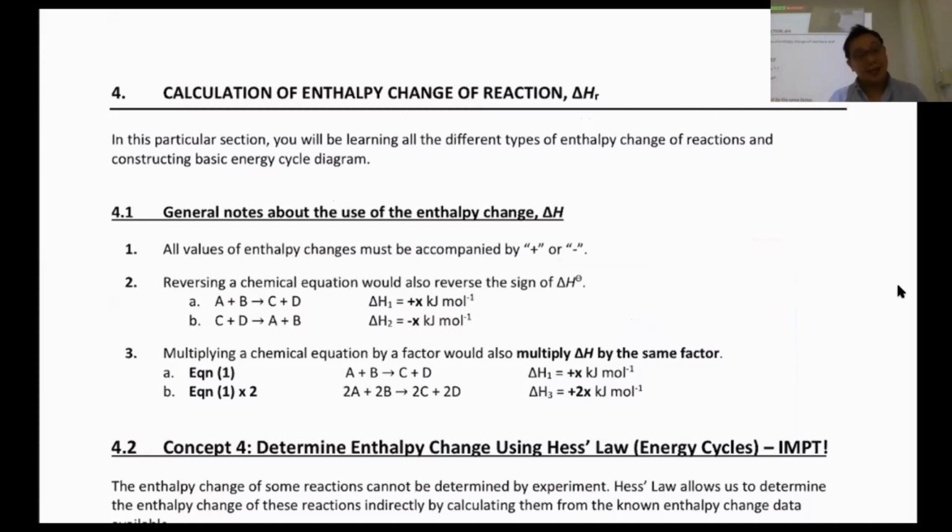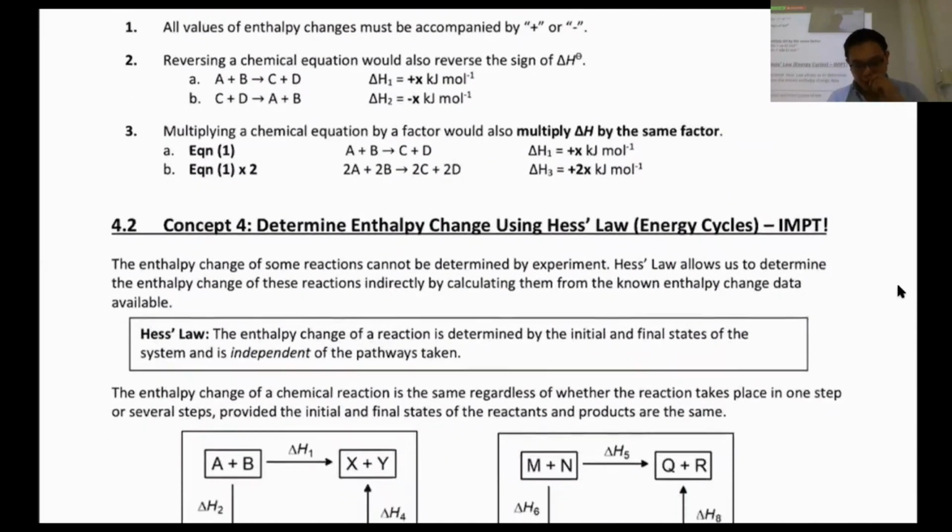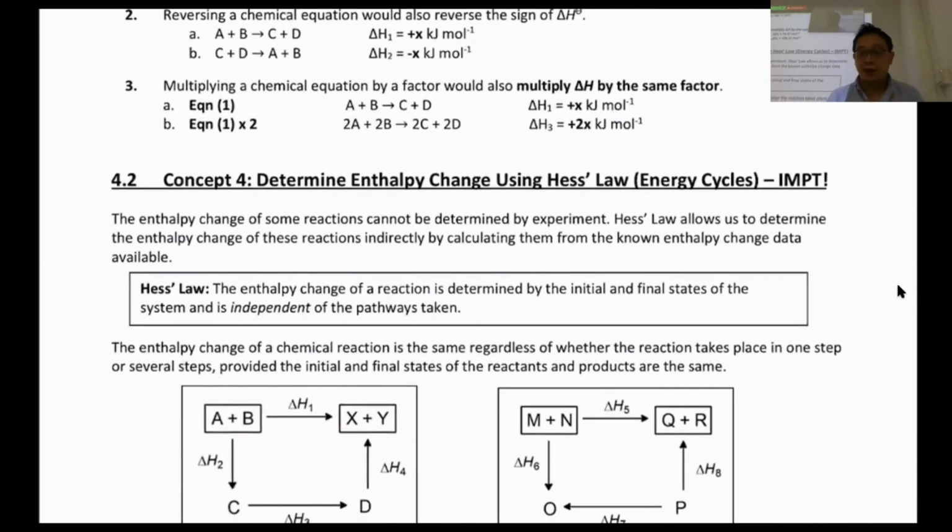Way of looking at energy cycle. So let's take a look at concept number 4 together. This is your Hess's law, which is energy cycle. Let's take a look at what is meant by Hess's law. Hess's law simply means that the enthalpy change of a reaction is determined by the initial and the final state of the system and is independent of the pathway taken.